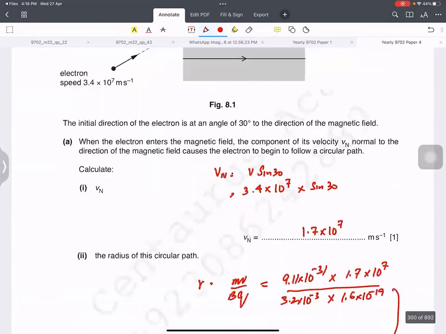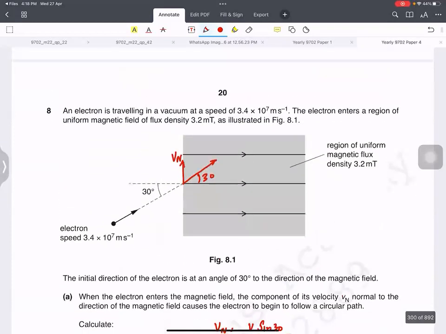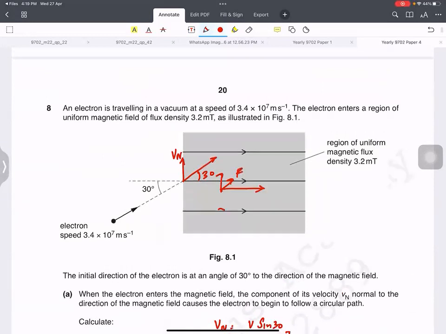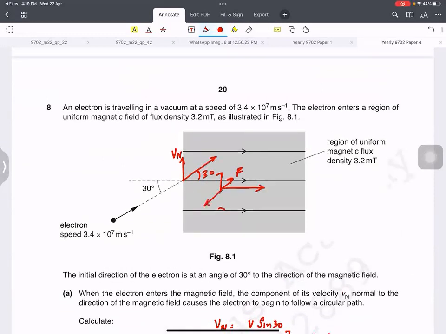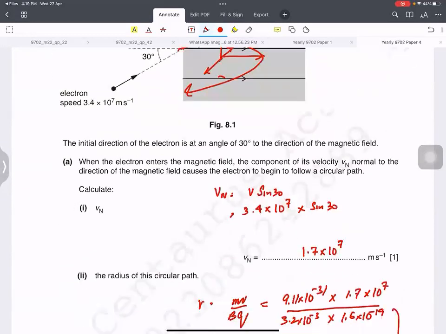So I use my index finger like this, my middle will go up. So that means the force is towards this. Thank God Lisa is recording. Okay, force is into the page. So for a proton, for an electron, it will be out. So it will go like out of the page like this. Okay.